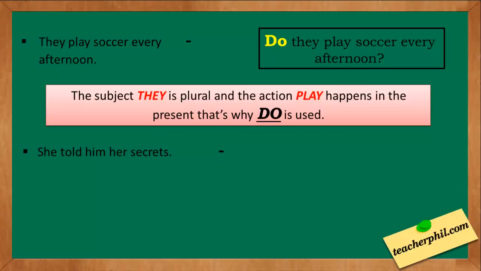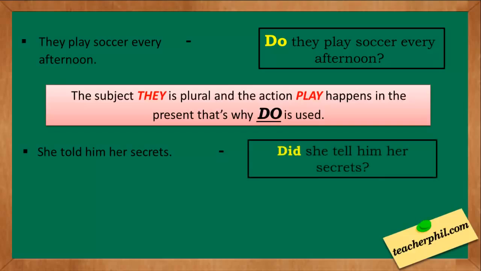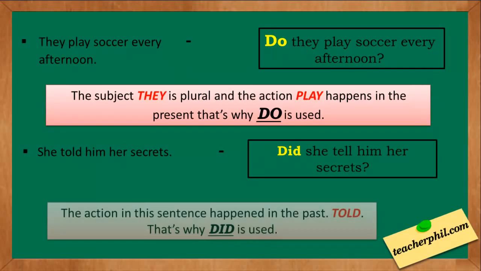The last one, she told him her secrets. Did she tell him her secrets? The action of this sentence happened in the past, told. That's why did is used.